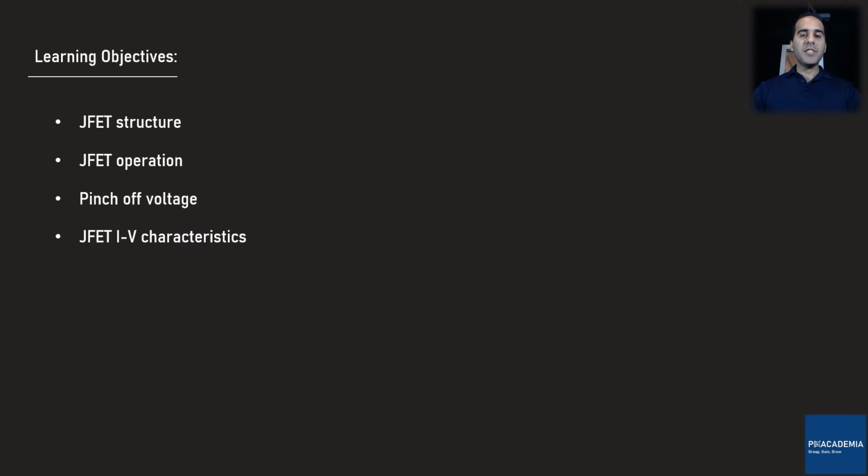By the time you finish this lesson, you will learn JFET structure, JFET operation, pinch-off voltage, and JFET I-V characteristics. In the previous lectures, I introduced the most important electronic switches that we use in switching power conversion applications. So far, I covered thyristors, GTOs, triode, BJT, MOSFET, and IGBT.